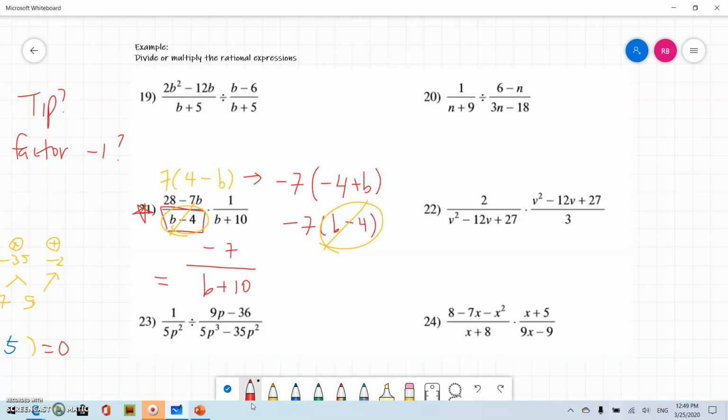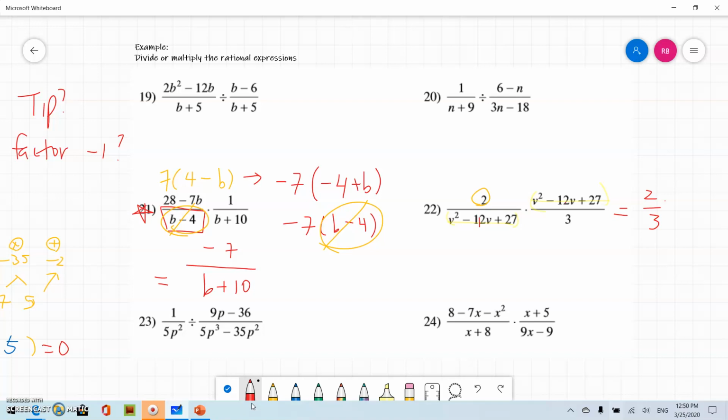You don't want to just, for example, distribute. You want to make sure that you cancel something out after you factor, if you can. But number 22, fortunately, because these two expressions are exactly the same, I don't even have to factor. I can just cross them out because they're exactly identical. So then this just becomes 2 over 3, because 2 times 1 is 2 and 1 times 3 is 3.